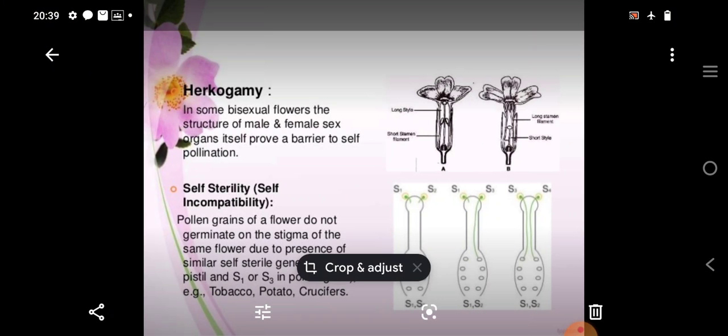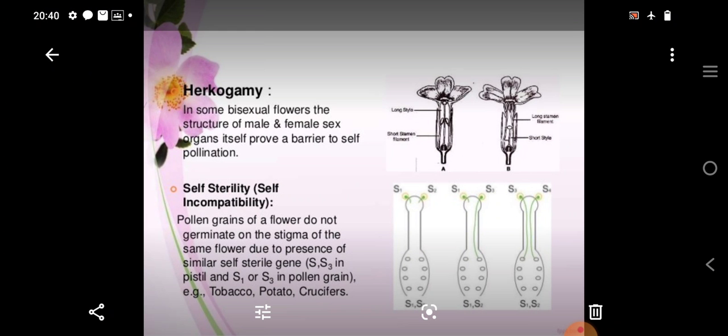Okay, what is herkogamy? In herkogamy, the plants have bisexual flowers. ठीक है, in such flowers the position of anther, or the position of stamen, as well as the stigma is quite different. Means the stigma is quite higher in position in comparison to the anther, and when the pollens are going to release, they can't reach the stigma of the same flower. So this is called herkogamy.